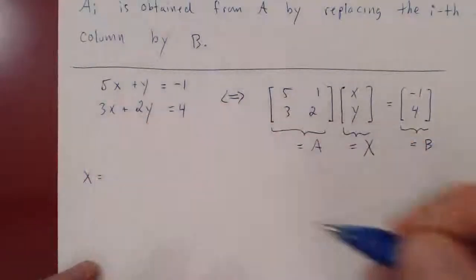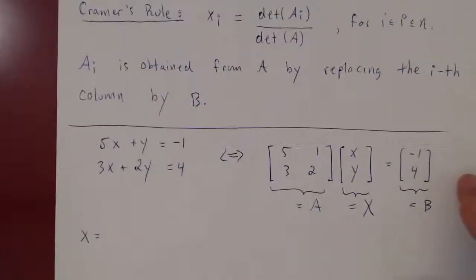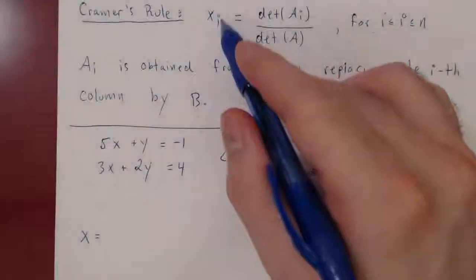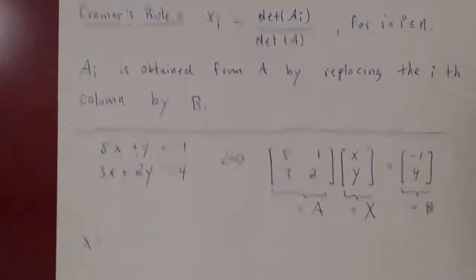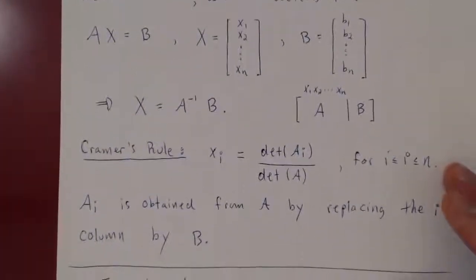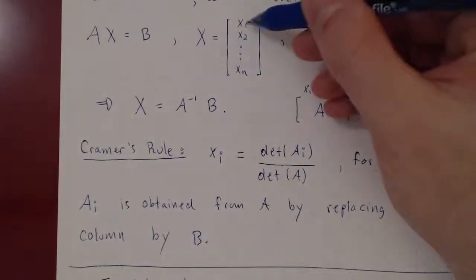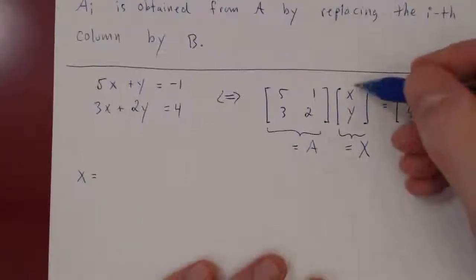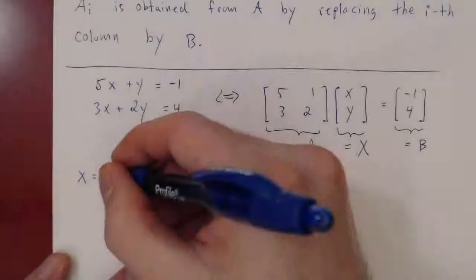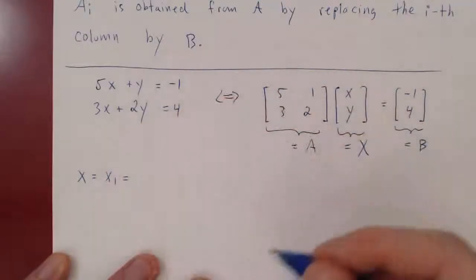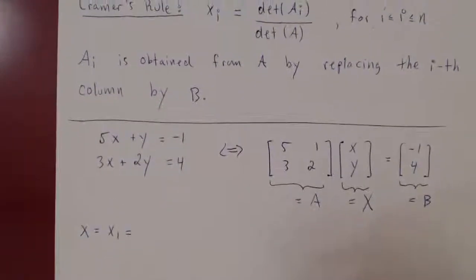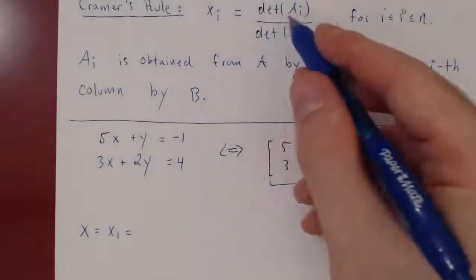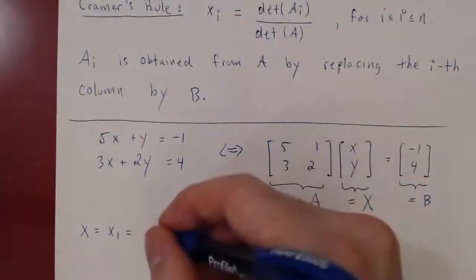Well, x equals. If you go back to Cramer's rule, what is i here? Well, i is the index of the variable. If i is 1, you have the first variable. If i is 2, the second variable, and so forth. So here, x is the first variable, so x is simply x1. And now we use Cramer's rule. x1 is the determinant of A1 over the determinant of A.